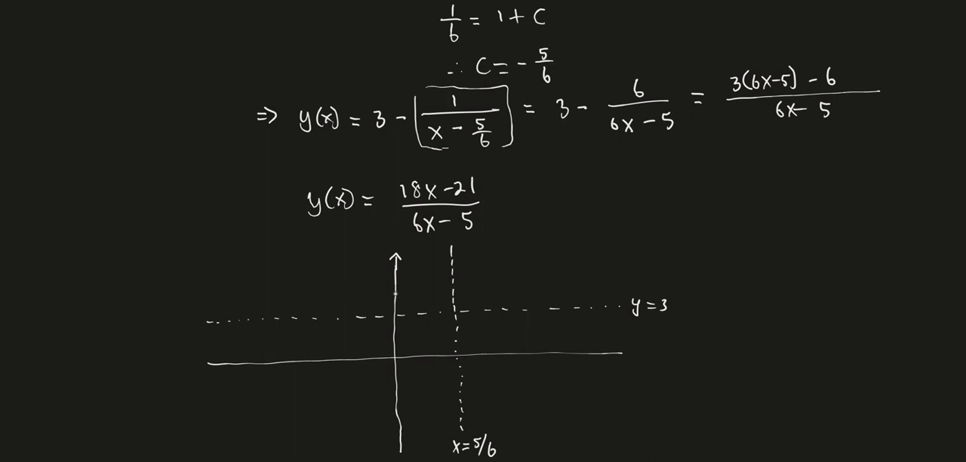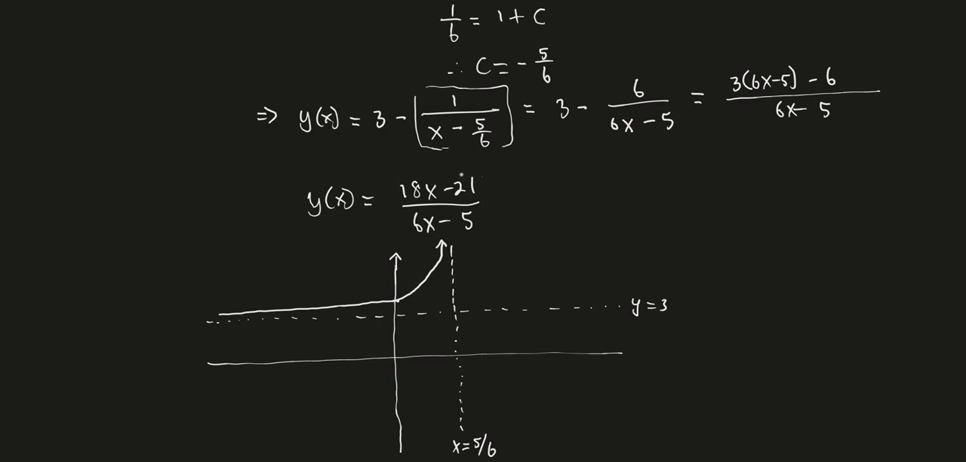Again, let's say you wanted to figure out the y-intercept. That's when your x value is 0. You're going to end up with negative 21 over negative 5, so just a little over 4. So it's there. And like I said, y equals 3 is a horizontal asymptote. So here is one part of the function, and then it's going to go off to positive infinity that way. And then the other part now comes up down here.